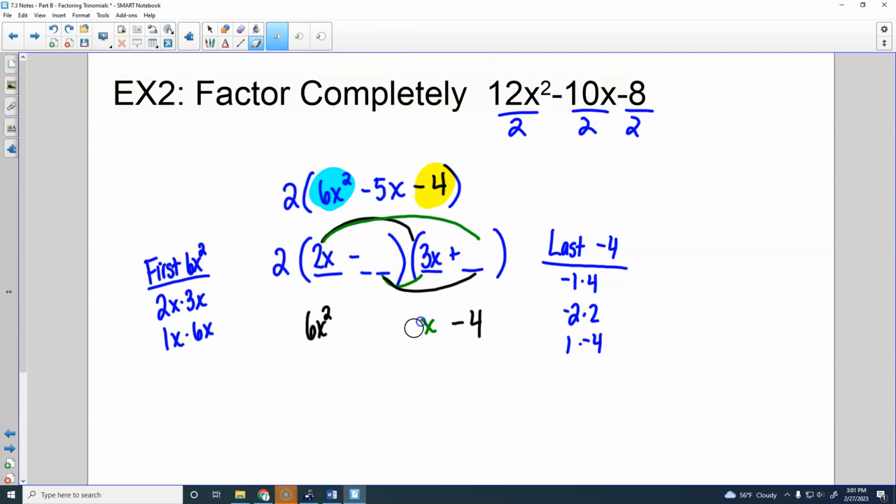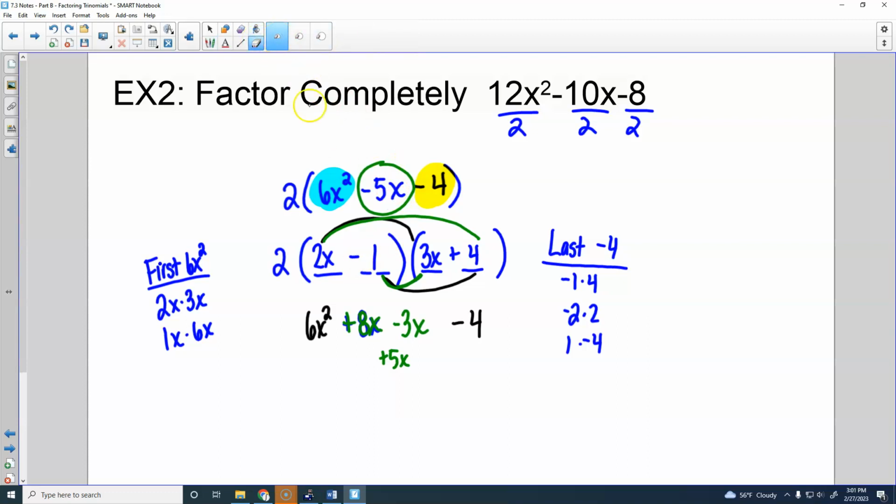Let's try the 1 and the 4 before we give up on these 2 and 3. So let's put the 1 here, the 4 here. So 2x times 3x is still 6x squared. 2x times 4 is a positive 8x there in the middle. Color for checking. And then the -1 times 3x is -3x. Ooh. We're so close, right? We're getting a positive 5x right now. We need to have this -5x.